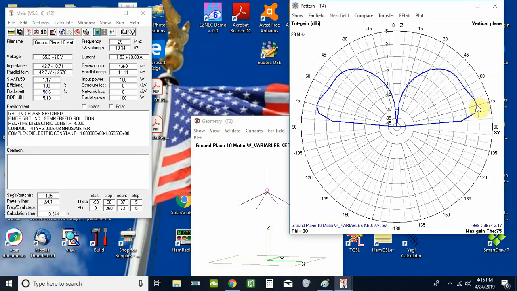So right now it's 75 degrees. We've got 2.17 decibels. We're going to move it down to 85 degrees. I think that's where that 2 meter antenna was at, I believe. So it's not looking real good down at a real low radiation angle there.